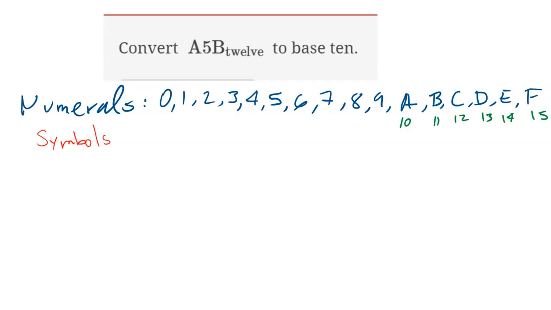The symbols or numerals in base 12 would be the digits from 0 to 9. And we don't use the 10 because we want to use a symbol or numeral that is only one digit. So after 9, we start using letters, A, B, C, D, E, F. And the letter means the next value. So after 9, A has the value of 10, B is 11, C is 12, D is 13, E is 14, and F is 15.